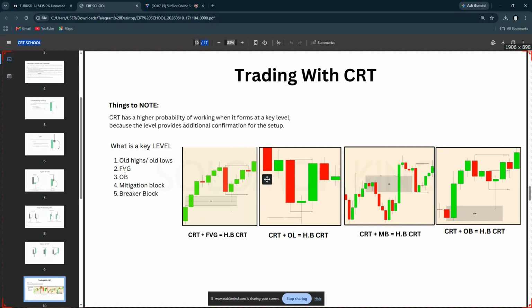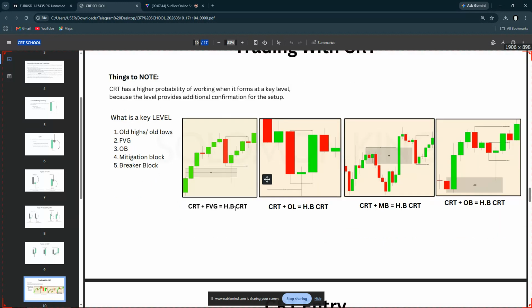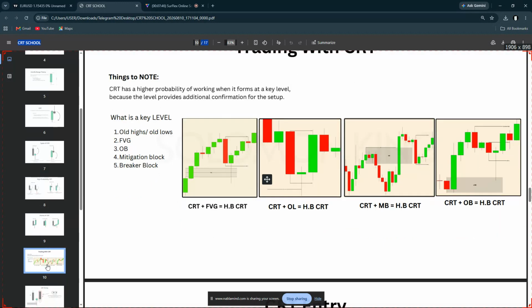So the second CRT key level is the FVG. FVG is simply an imbalance where price reacts and also whereby higher institutions start taking their orders from. And we also have the order block. Order block is also important when trading as a key level. We also have the mitigation block, and also number 5, the breaker block. So these are key levels price uses when CRT is about to form. A CRT that forms on a key level is very, very important.